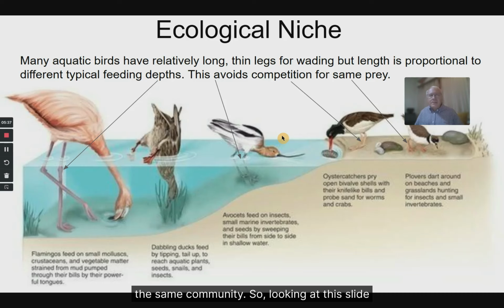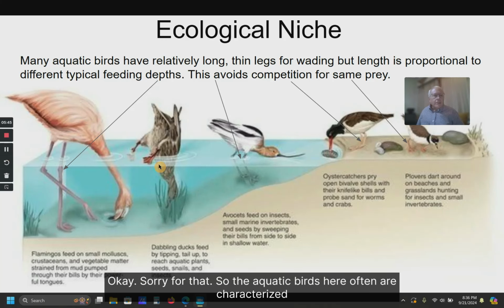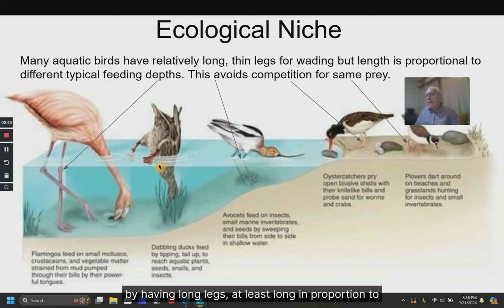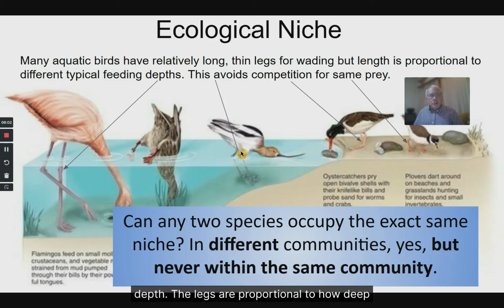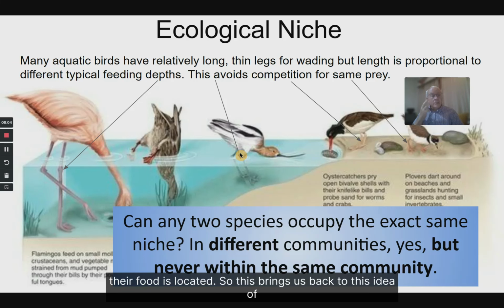So looking at this slide a little better, I'm sorry for the editing issue there. The aquatic birds here often are characterized by having long legs, at least long in proportion to their body size. And that's really going to go with their typical feeding depth. The legs are proportional to how deep their food is located.